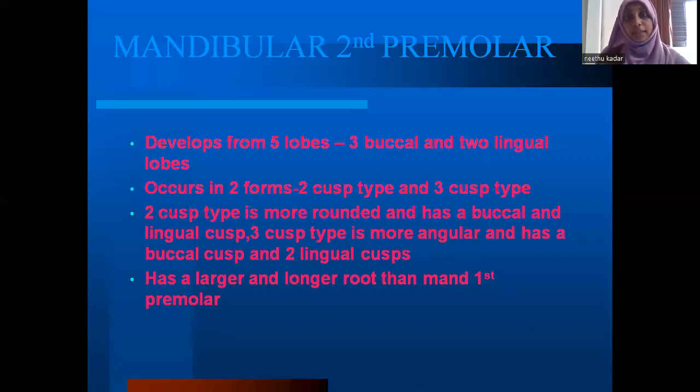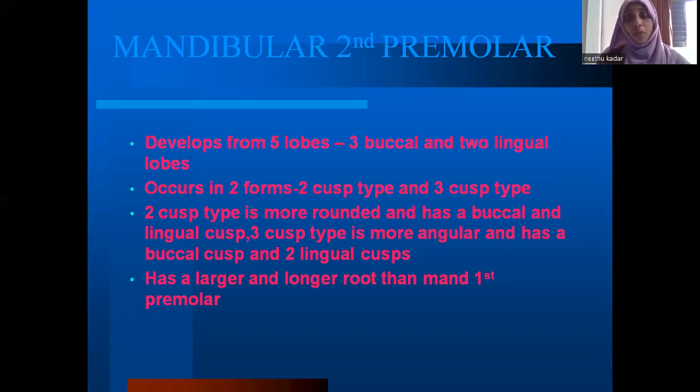Next is the mandibular second premolar. The mandibular second premolar develops from 5 lobes, 3 buccal lobes and 2 lingual lobes. It occurs in 2 forms. There are 2 cusp types for the mandibular second premolar: the 2 cusp type and the 3 cusp type. In the 2 cusp type, there are only 2 cusps, whereas 3 cusps are present in the 3 cusp type.